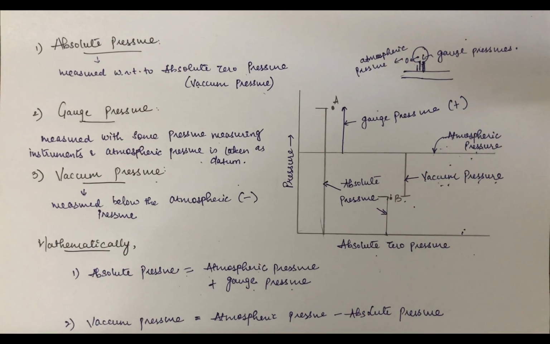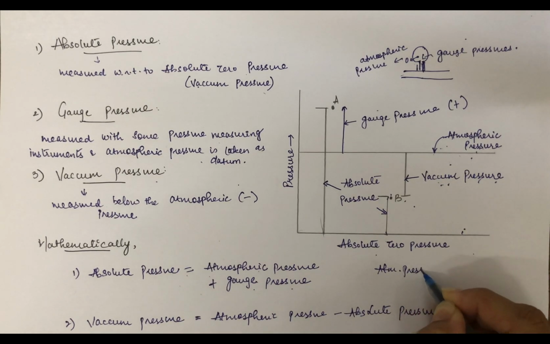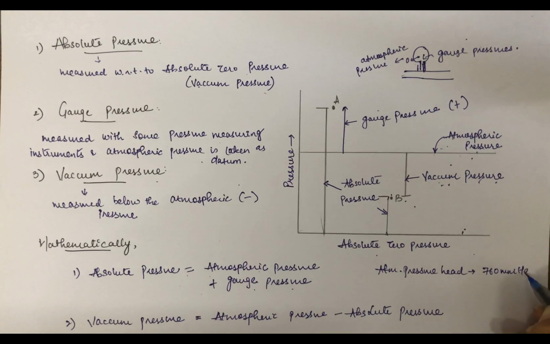One more thing I want to mention here: if we want to measure the atmospheric pressure head, it is measured in terms of 760 mm of Hg or 10.33 meters of H2O.